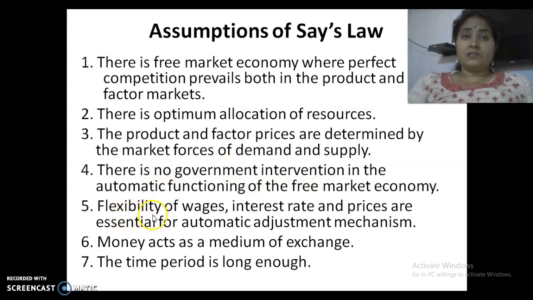Again, there is flexibility of wages, interest rate and prices, which is essential for automatic adjustment. Money acts as a medium of exchange. The only function of money, according to classical economists, is that it acts as a medium of exchange. Again, this law is applicable during the long period. So, these are some of the assumptions of the Say's law.